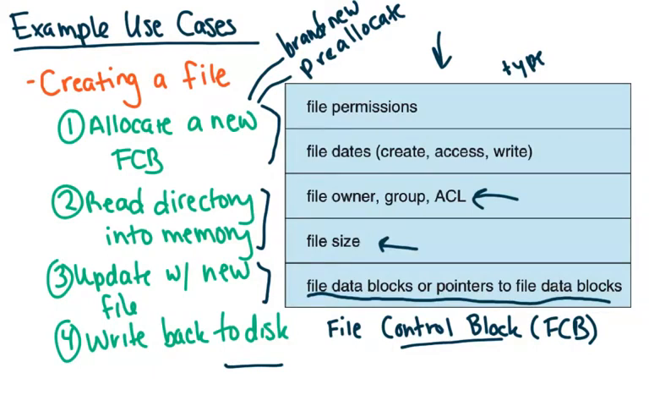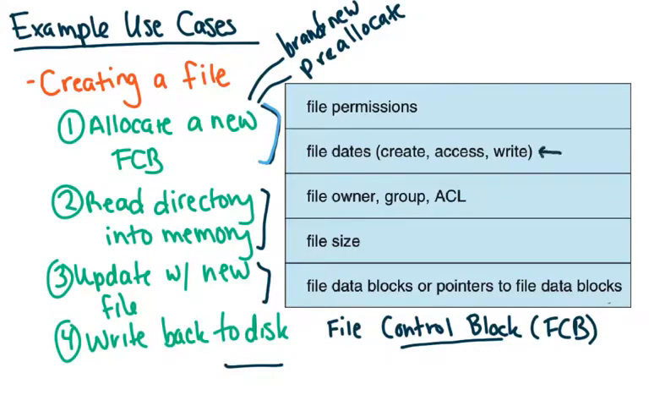So some example use cases. One example use case is creating a file. Here, the first thing that you want to do is allocate a new file control block. And the file control block looks something like this, where you have a bunch of different attributes. We had a process control block, we had a thread control block, and this is just the file equivalent of it. It's going to hold some metadata like permissions, dates of creation, owner, groups, file size, and then the data blocks, which are pointers to where the data is actually sitting in storage.